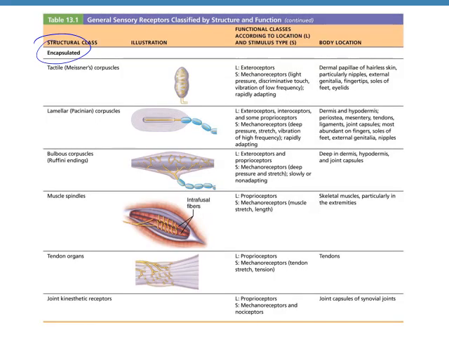Here's a table of all the encapsulated. You can see they have connective tissue wrapped around them. You can see where they're located, what type of receptors they are, where you can find them, like external proprioceptors, mechanoreceptors. So all of these are going to enhance the signal.